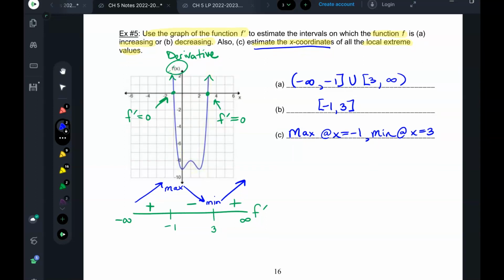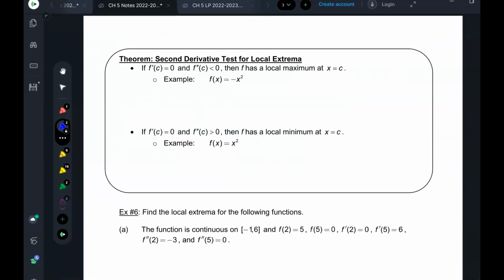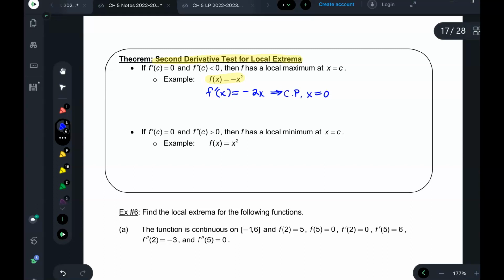Are we good with this one? Okay, excellent. We have a second derivative test for local extrema. Here's basically what we're saying. Take something like f of x equals negative x squared. I'll walk you through it and then explain what it means. If I take the derivative, what do we get? Negative 2x. So I have a critical point at 0. Now, if I take the second derivative, I get negative 2.